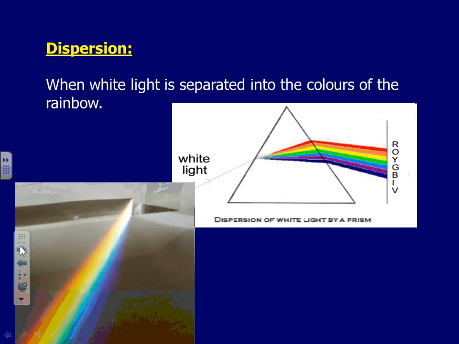Sir Isaac Newton was the scientist who kind of came up with this theory to explain dispersion. Human beings have seen rainbows as long as there have been human beings. Sir Isaac Newton was the scientist who tried to explain what we were seeing. He believed that light was made up of little tiny particles.